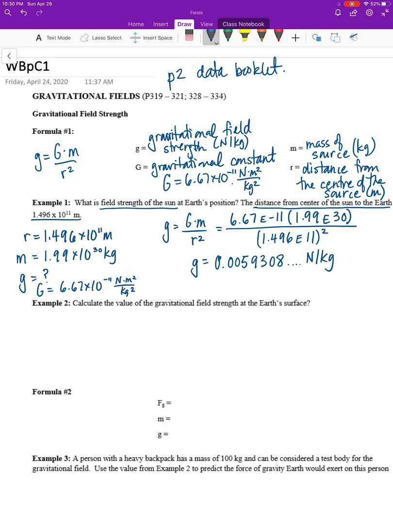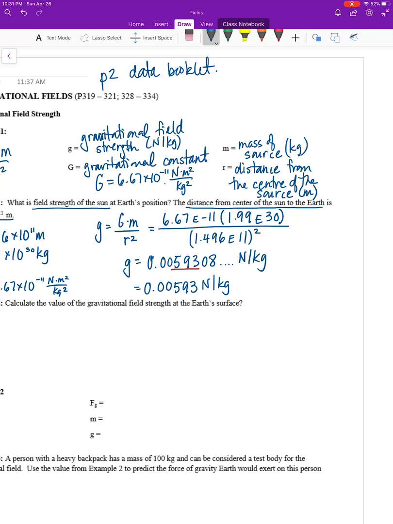And then what we're going to do, we're always going to round to 3 digits. So that means I need to round this to these 3 digits here. So now that's going to become 0.00593 newtons per kilogram. And then just know that we can always write this in scientific notation. So that would now become 5.93 times 10 to the negative 3, and that's going to be a Newton per kilogram. And that would be your final answer.